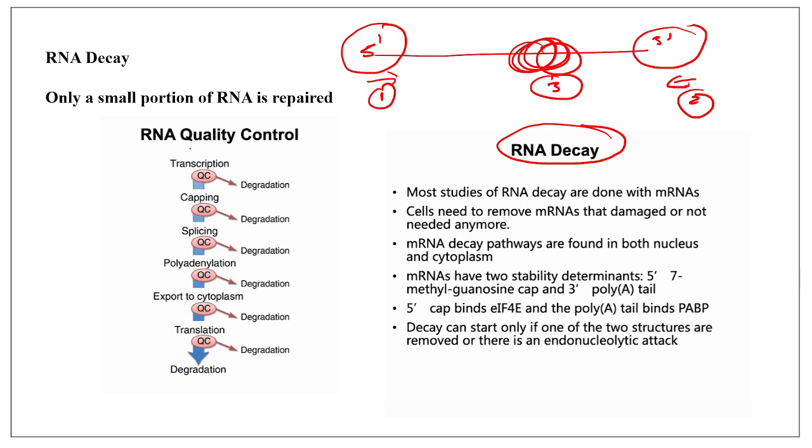Now we talk about the RNA quality control. So when we talk about RNA quality control, transcription quality control, these are the various checkpoints. At each and every checkpoint, it is ensured that the quality of the RNA is maintained.